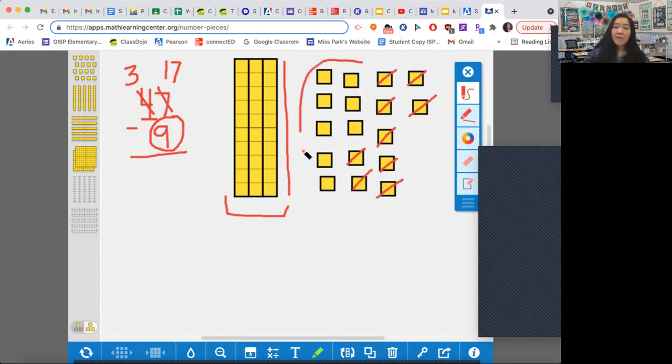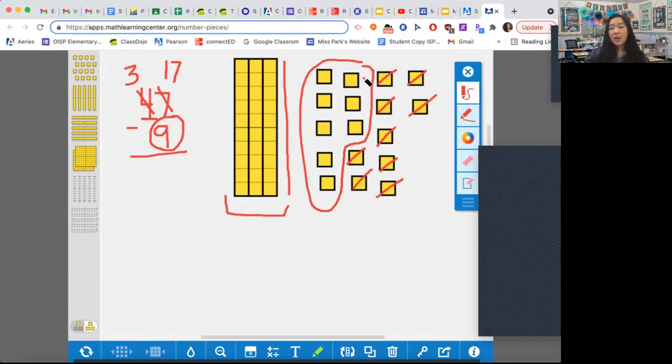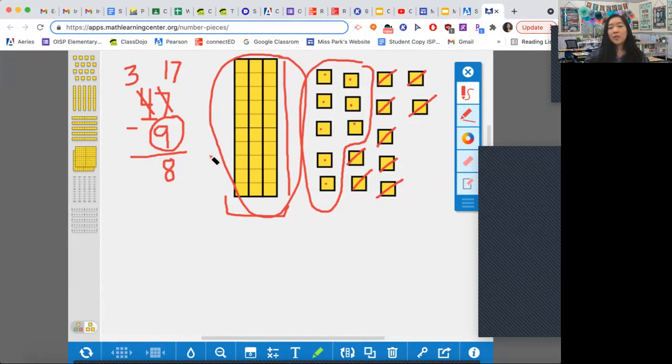Now we're only left with this many. So if 9 go to the party, how many ones do we have left? 1, 2, 3, 4, 5, 6, 7, 8. Very good. We've got 8 ones left. 17 minus 9 would equal 8. And then we got rid of one of those 10s. So how many 10s do we have left? 3. Very good. So 3 goes in the tens place, 8 goes in the ones place.